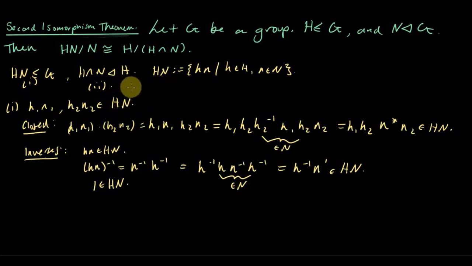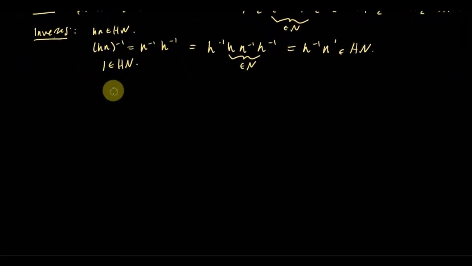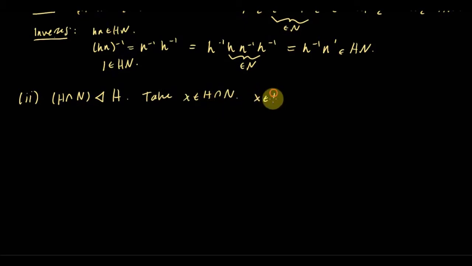Now to prove the second statement. Let's move down and make more space. For the second statement, let's just remember what we're showing. We're showing that H intersect N is in fact normal in H. This time it's H, not G. So this is a bit easier than the first thing we showed. Just take an element x in H intersect N. Now by definition we know that x is in H and x is in N.